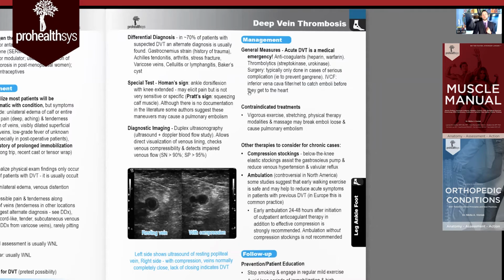General measures, acute, here I say it. Acute deep vein thrombosis is a medical emergency. The risk of actually having a clot and causing a pulmonary embolism can be substantial, and it can have a negative, extremely negative effect on overall performance for the person and even death in severe cases if a large clot manages to get all the way up there.